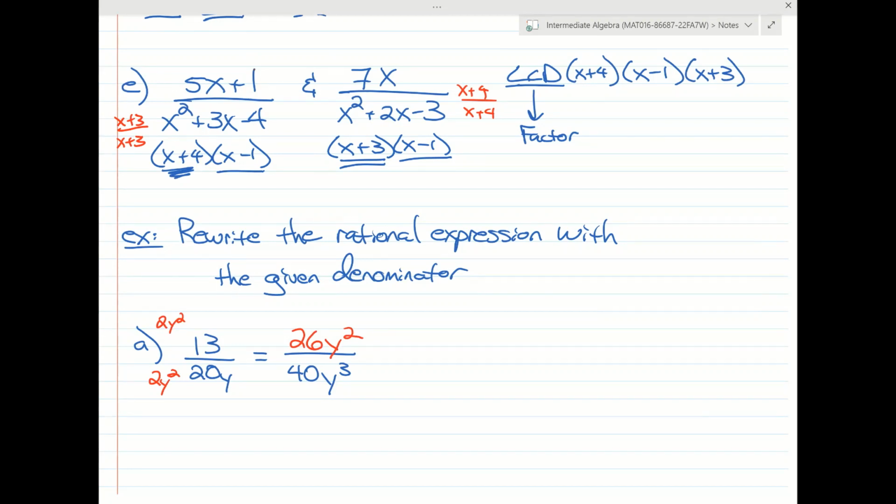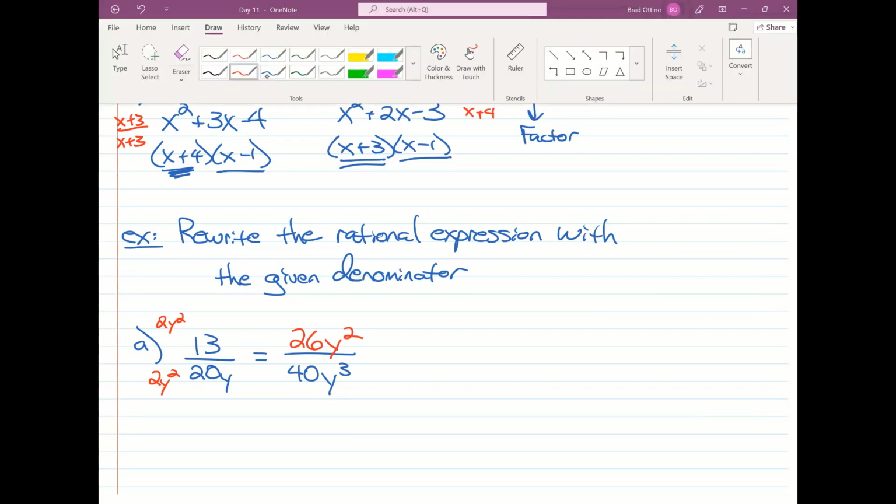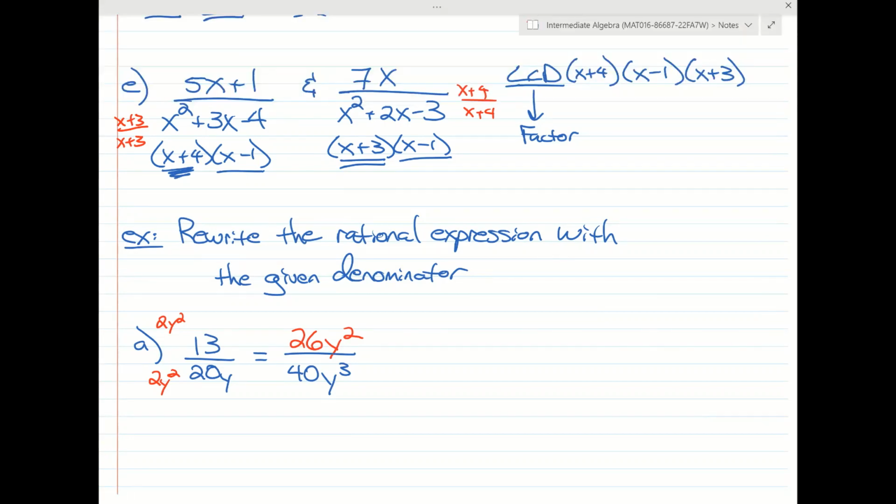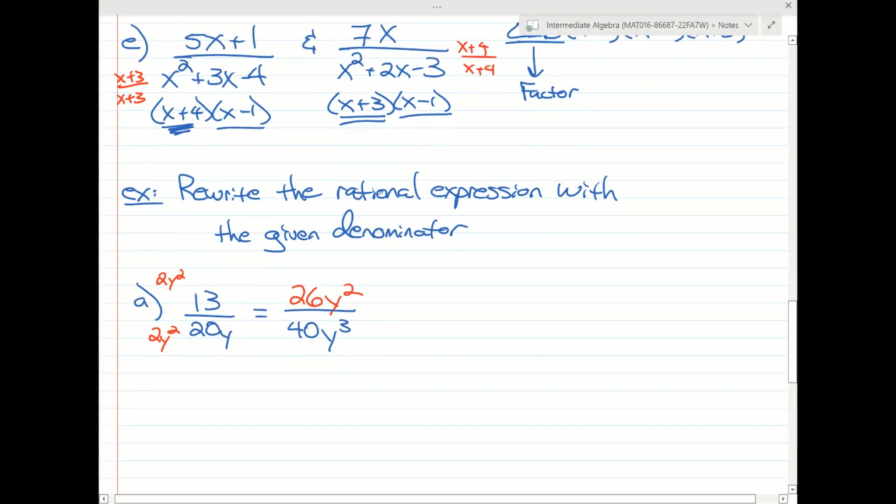That's what you'd have to do. Question is, can you simplify it? The answer is yes, you can simplify it, but it's not this problem. That's not what we're looking at.